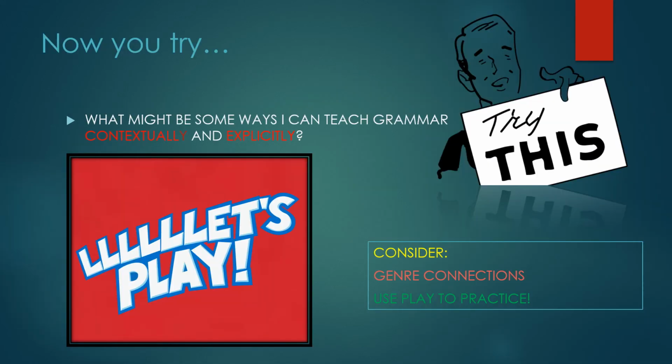Now you try. When you go back to your classrooms, what might be some ways that you can teach grammar contextually and explicitly? Consider, what genre are we looking at and what grammatical features does that genre contain? Also consider using play to practice, because play is the brain's favorite way to learn.